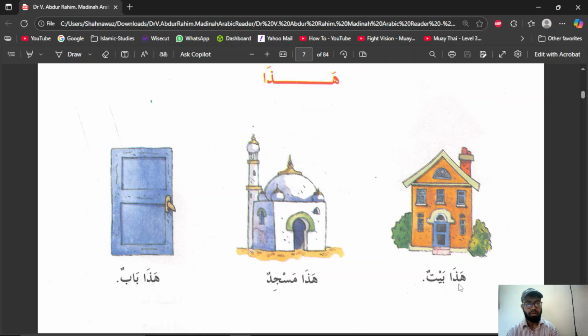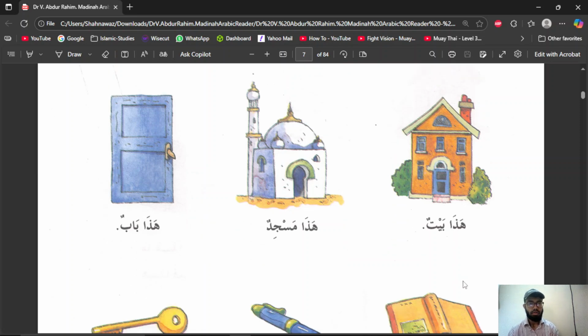So this is Hadha baytun, this is a house. Hadha masjidun, this is a mosque. Hadha babun, this is a door. The point here is that if you know these vocabularies, these nouns, then it becomes easier for you to understand these simple sentences. If you understand that baytun means house, masjidun means mosque, babun means door, then it becomes very easy for you to understand this very simple Arabic sentence.